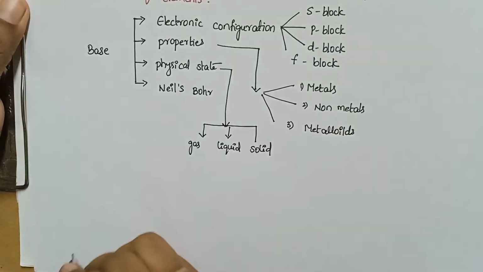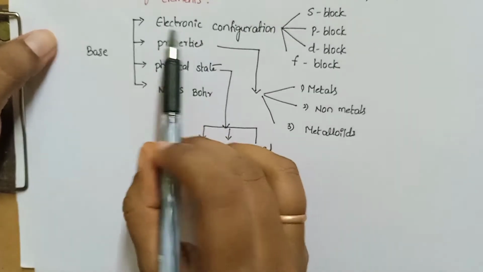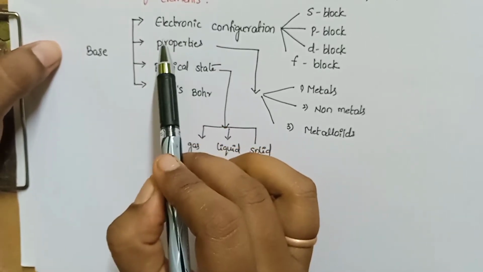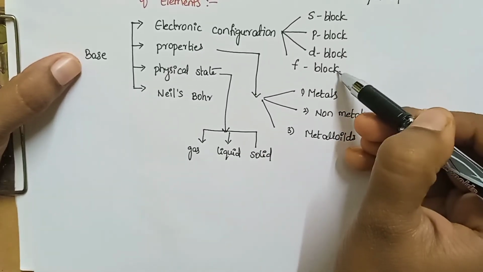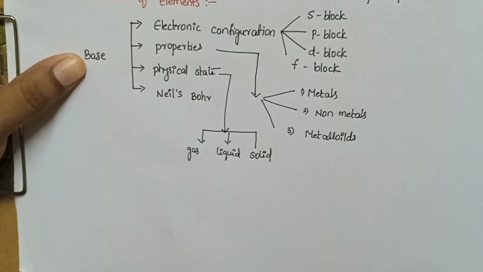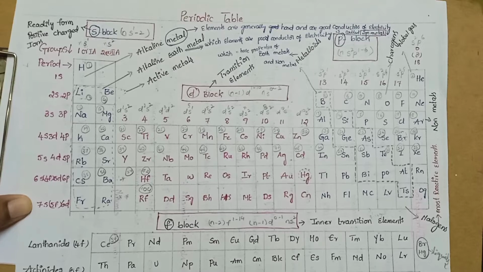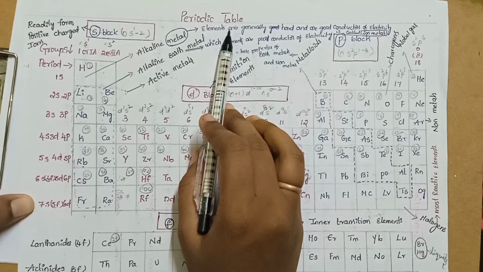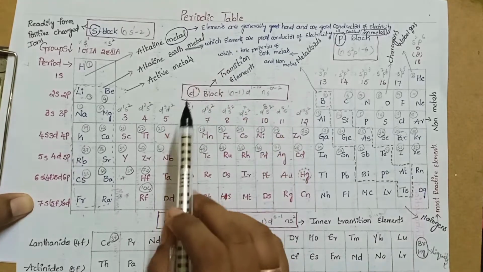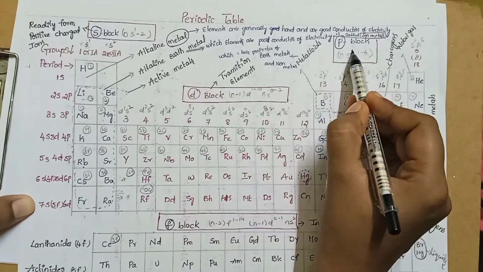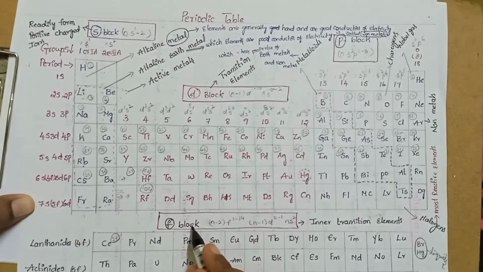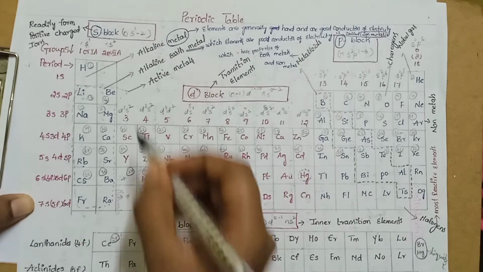So first we will discuss the classification of elements on the basis of electronic configuration. So S, P, D, F block. We will see the diagram of the periodic table. This is the modern periodic table. On the basis of the electronic configuration, elements are divided into 4 blocks: S block, P block, D block and F block. So first we will discuss S block.